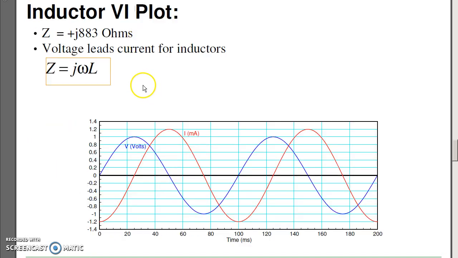What that looks like is, suppose I had an inductor with an impedance of J 833 ohms. If the voltage is 1 volt, the current in milliamps will be the red line. The current is delayed from the voltage and scaled by 1 volt over 833 ohms. Note that voltage leads current for inductors.